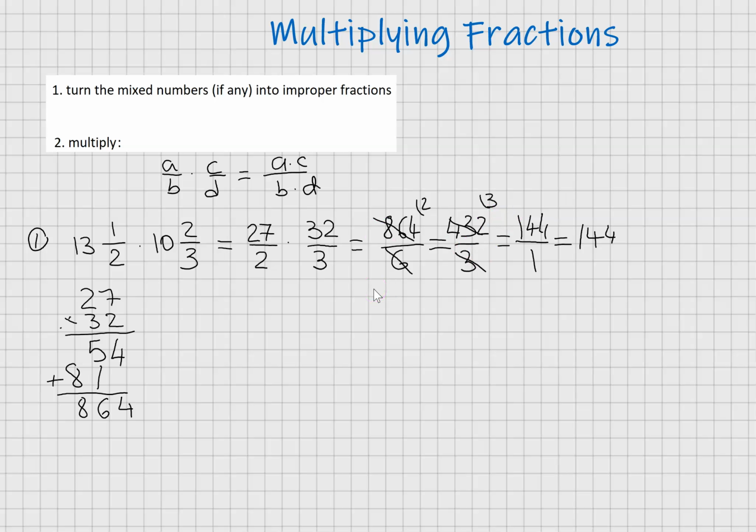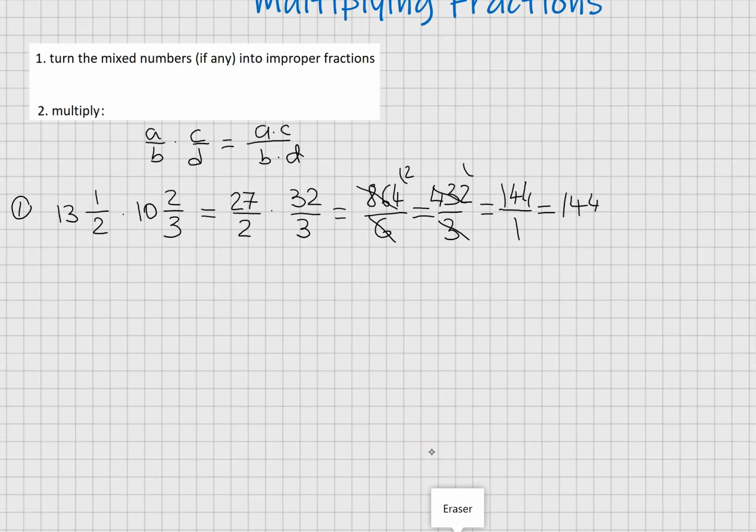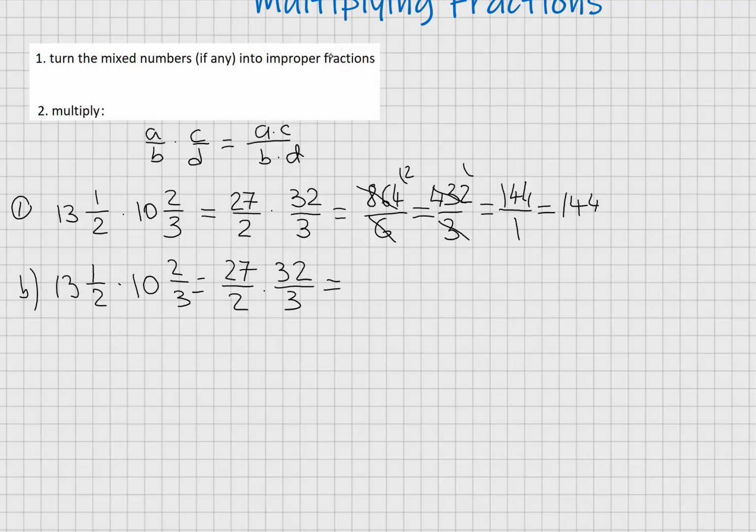I'll remind you, you can simplify a fraction if there's only one term at the numerator and one term at the denominator. So I'll start the same question again, 13 and 1 over 2, using a second method, so b, times 10 and 2 over 3. The same thing, I have to turn the mixed numbers into improper fractions, so that will make it 27 over 2 times 32 over 3 equals, if you go straight here without multiplying, but I'm just going to write the multiplication without solving it.